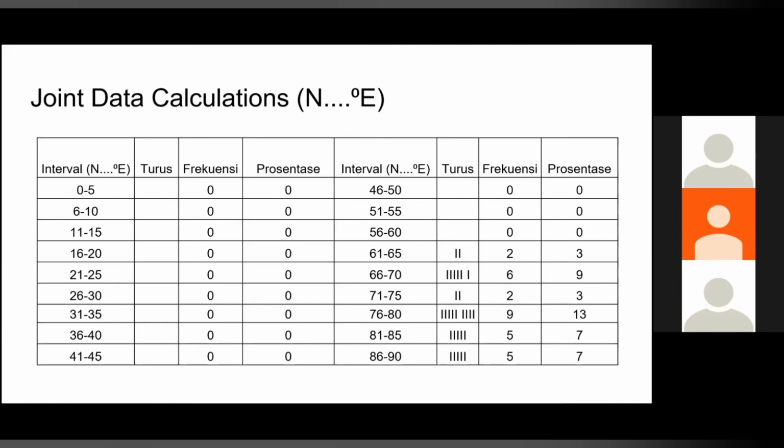Same as the joint data calculation for northwest data, we also have the joint data calculation for northeast. There we have interval, tors, frequency, and percentage. And how we get the percentage is the same as the percentage in the joint data calculation for northwest.